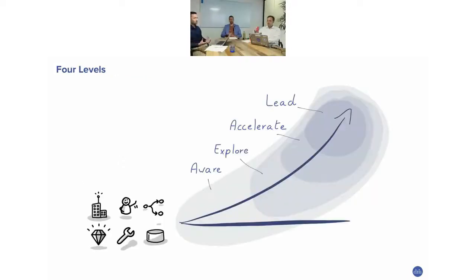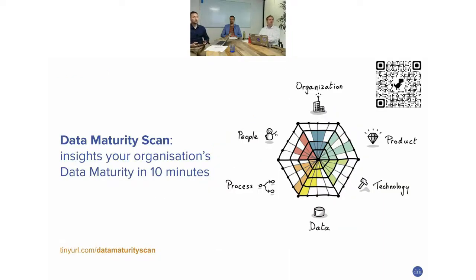And then we presented our framework with 6 key categories and 4 different levels: awareness, explore, accelerate, and lead. And then we have the categories: organization, people, product, process, technology, and data. So we have worked on a data maturity scan for that, where you can score your own organization's data maturity in less than 10 minutes. So we invite you all again to do that if you haven't done that already.